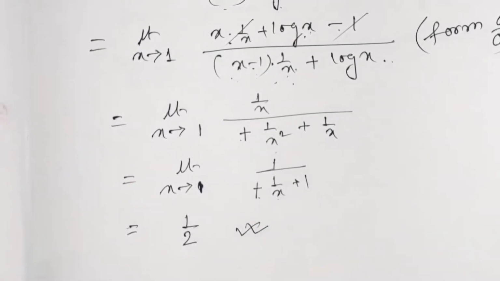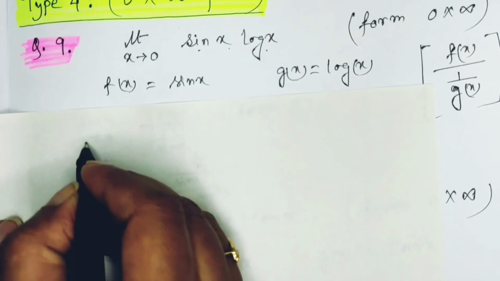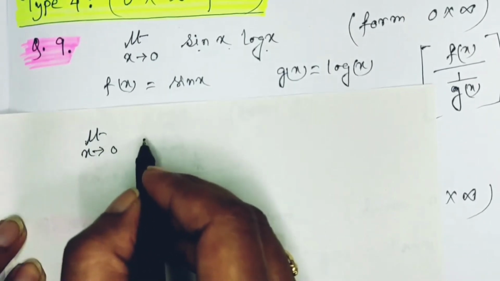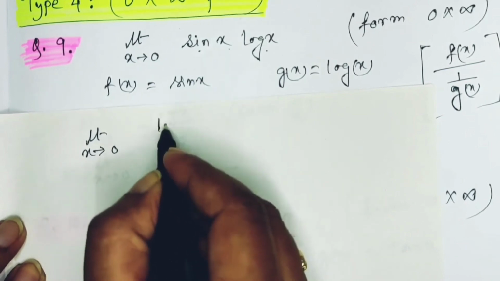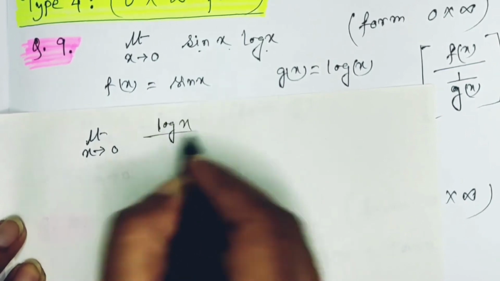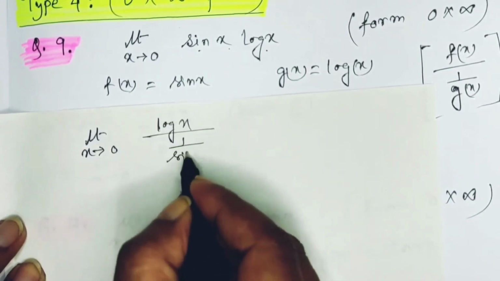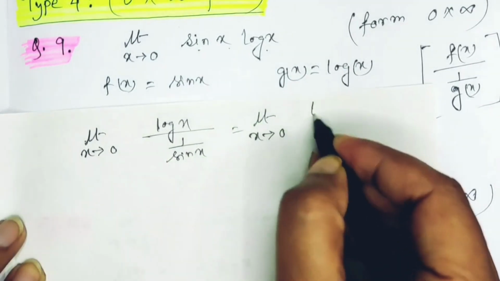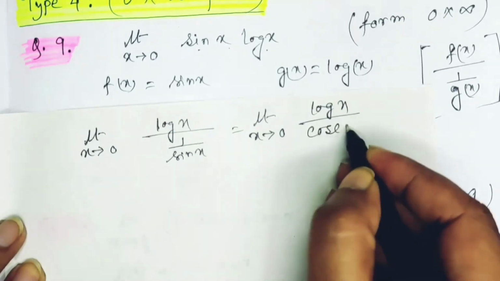So in this way we can easily calculate the indeterminate forms. Now come to this function, where limit x tends to 0, and we rewrite it in the form of 0 by 0. So we write it as log of x divided by 1 upon sin x, which we know is the cosec x.